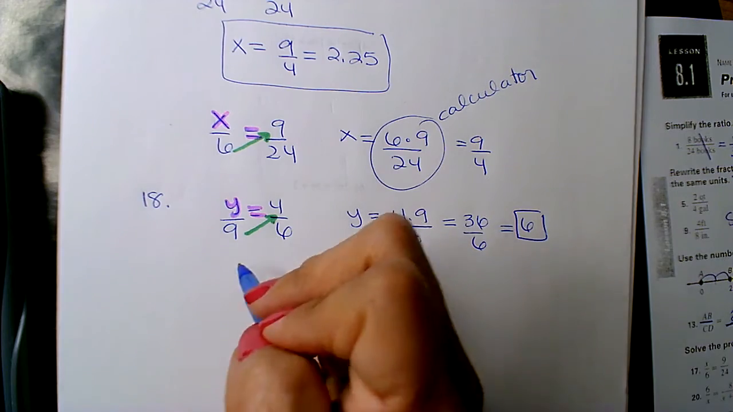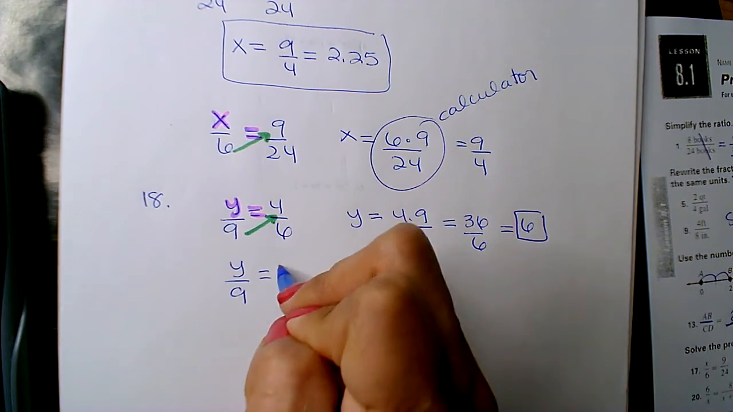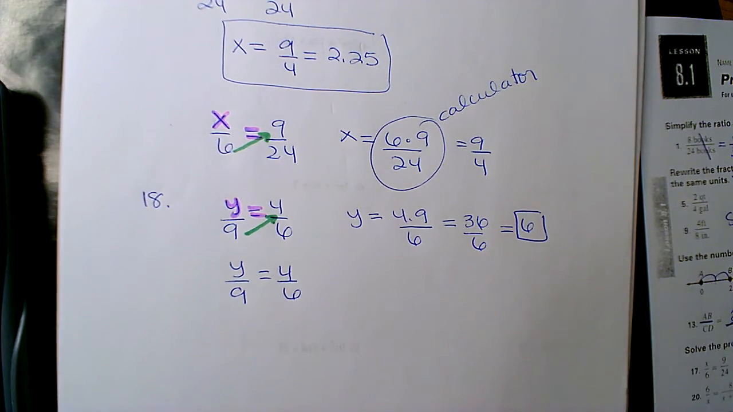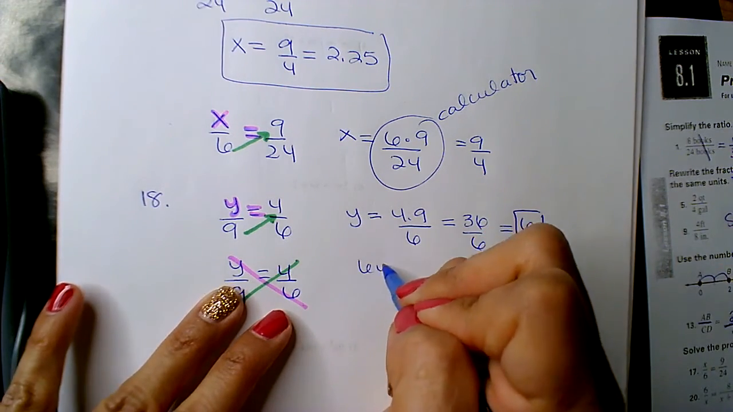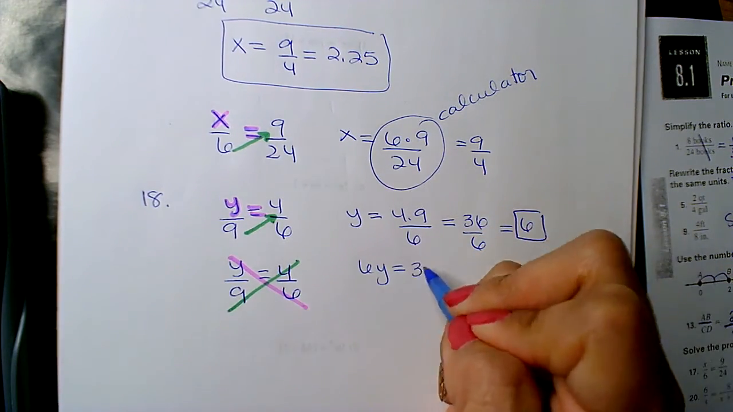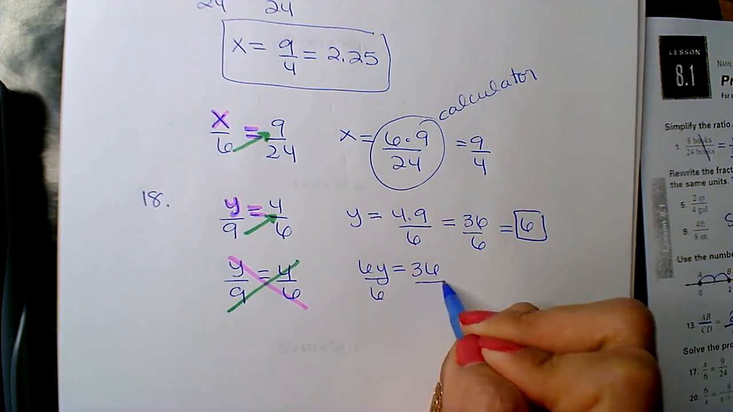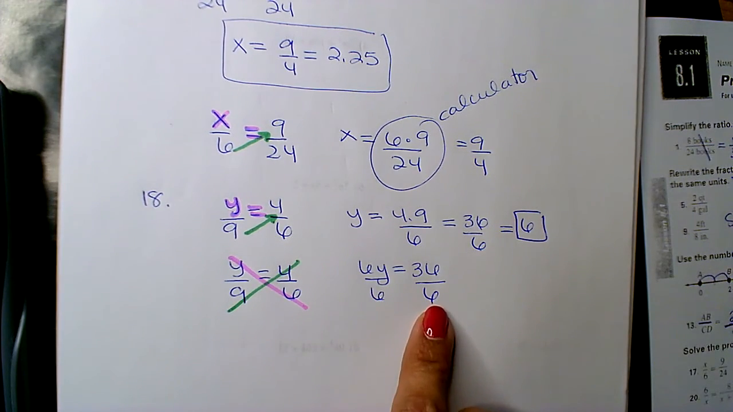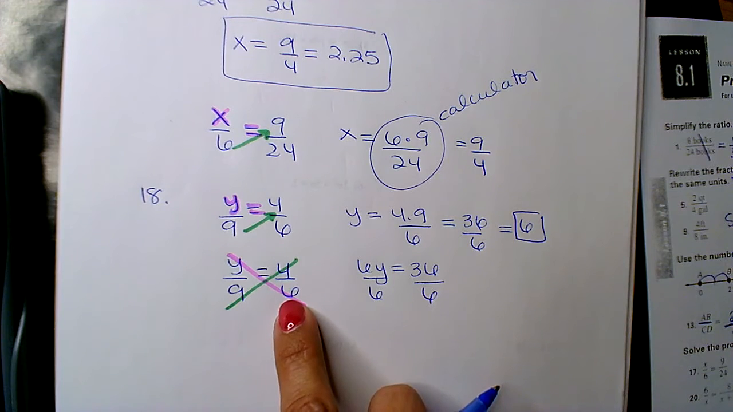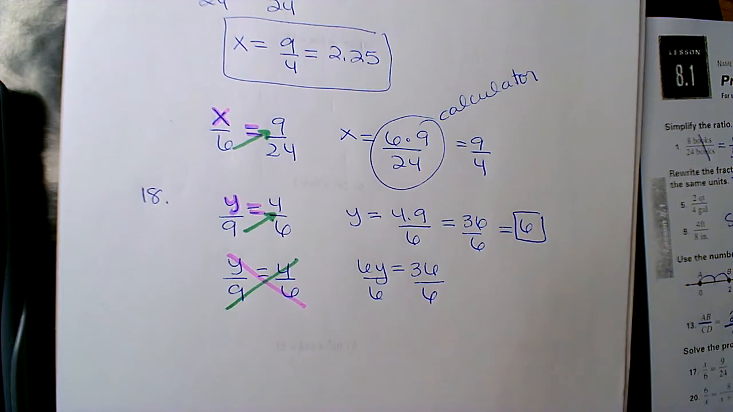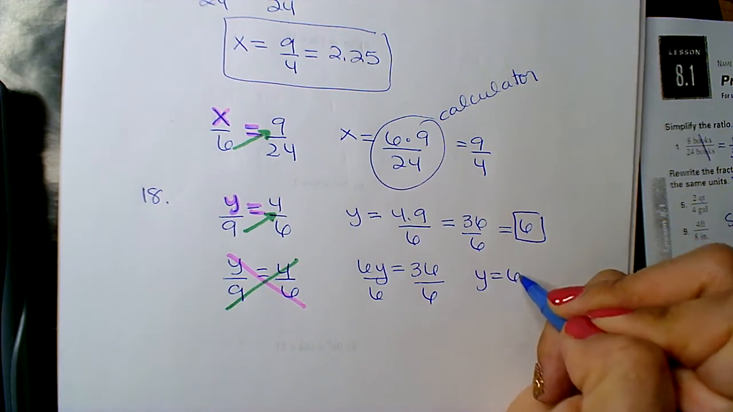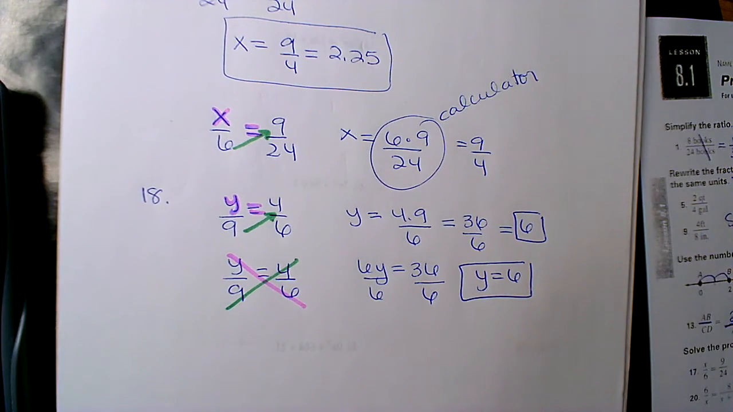Now, if you don't want to because you're not quite comfortable with it, that's fine. You could still cross product. You would still get the same answer. So 6y, 9 times 4. It's just now you're going to throw that 6 right back. Look, it started here. You brought it up. You're bringing it right back down. And so y is 6. So you get the same answer.